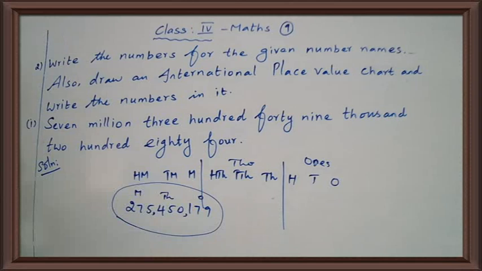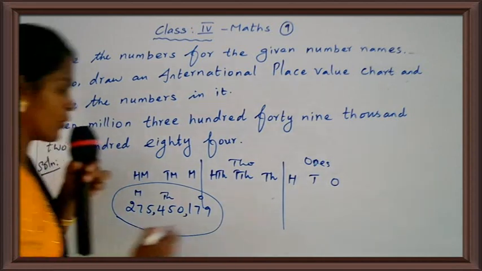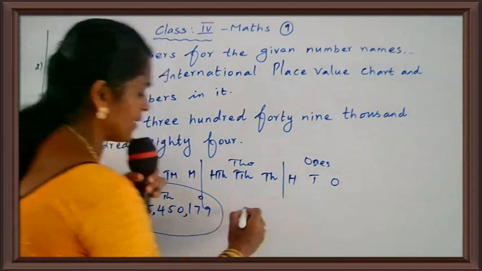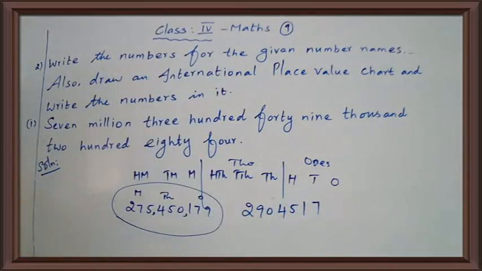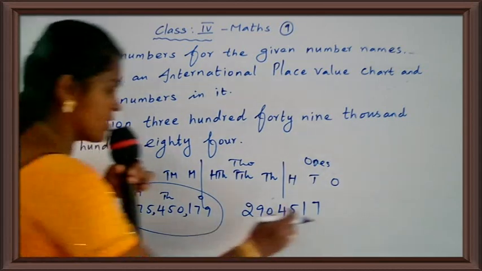Okay children, do you understand? Very good. Now one more number. For example, see the number. First of all, you mark the periods. First, the ones period. The ones period consists of how many places? 3 places, that is ones, tens, hundreds. After the hundreds, you put one comma.